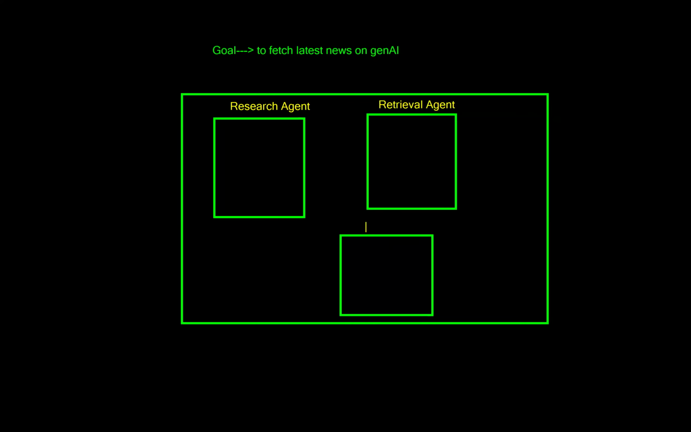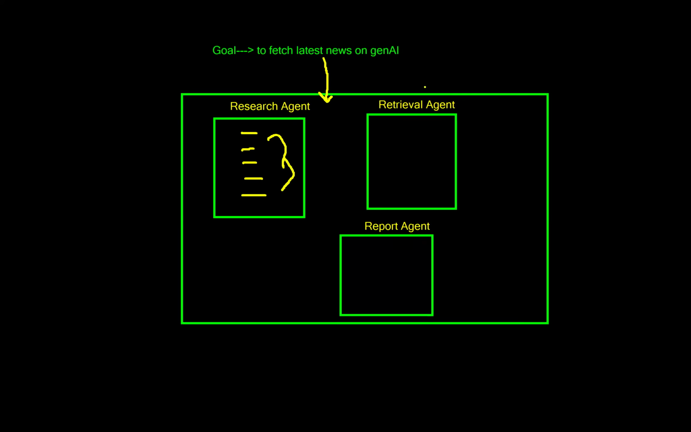And third agent, let me call it the report agent. Now, what will happen? This information will flow. Now the research agent, what it will do, it will research on the internet about Gen AI. What is Gen AI? First of all, it will collect the information, right?